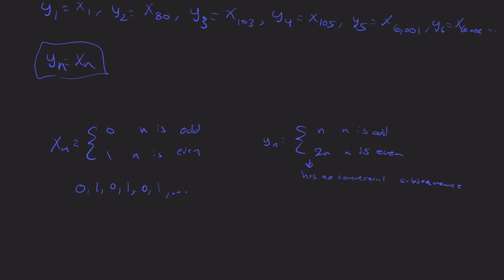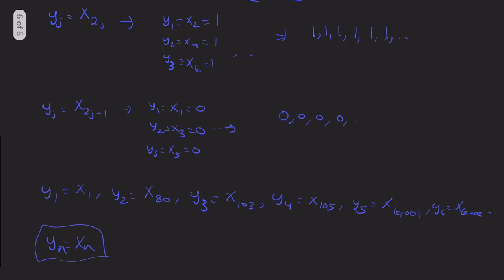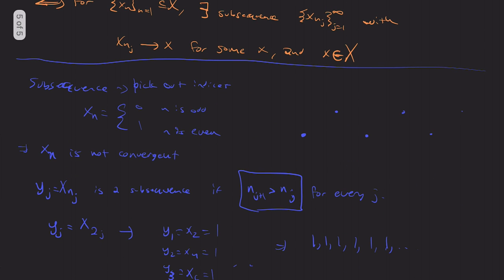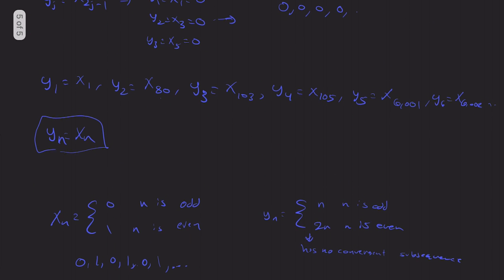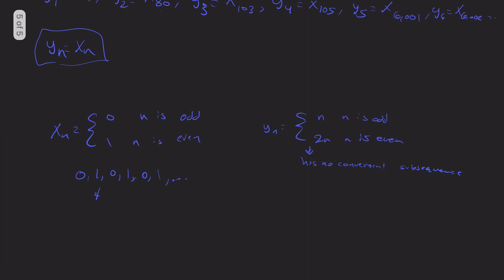So this one does have a convergent subsequence, and we built it earlier. If I just choose the even indices, I'm just going to see 1. And clearly a constant sequence of 1s is convergent, namely to the limit 1. Similarly, if I just choose the odd indices, it clearly converges to 0 because I only get 0 back out. So this has a convergent subsequence.